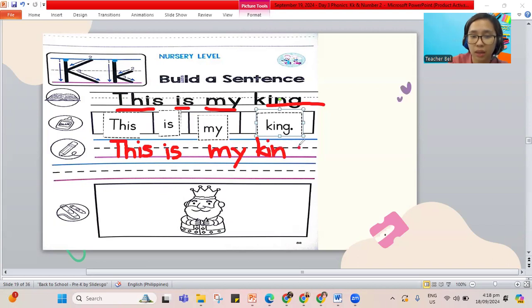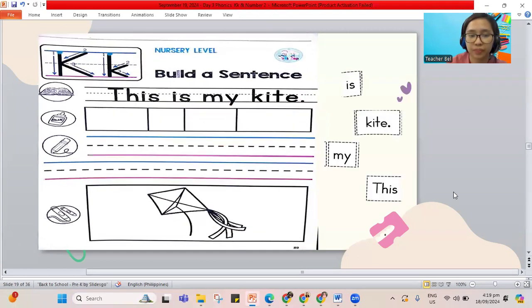K-I-N-G, and sentence with a period: king. This is my king. Let's color for your king. So this is our picture and sentence for the king. I'll move to the next work. I'll erase this one. Let me jump to the next page.